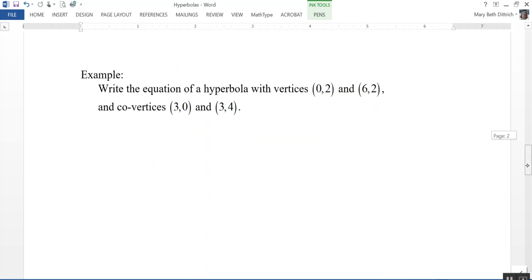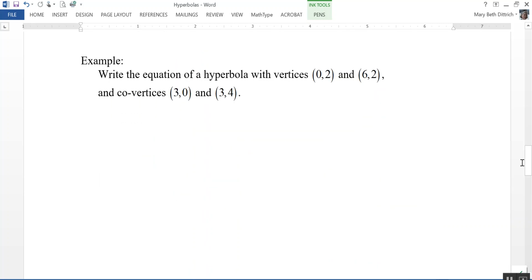So let's take a look at a couple examples here. We need to write the equation of a hyperbola that has vertices at (0, 2) and (6, 2), and covertices at (3, 0) and (3, 4). So let's go ahead and do a little sketch. I'm noticing that my vertices lie on the line y equals 2. So that means that my transverse axis is going to be horizontal. So I know that my hyperbola is going to open like this.